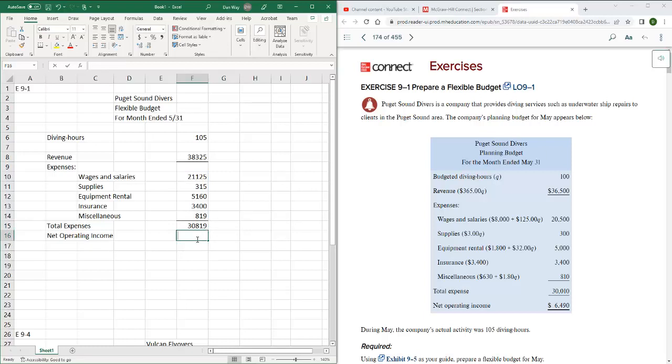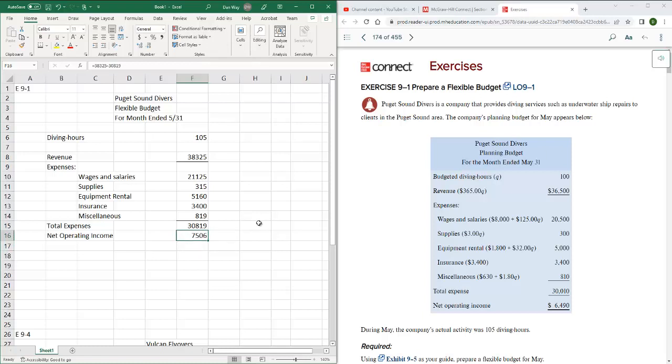And that would leave us with net operating income. Here I'll do the numbers explicitly. Revenue of $38,325 minus total expenses of $30,819. So net income in our flex budget, $7,506.